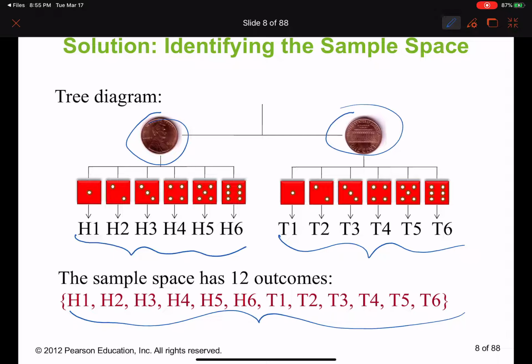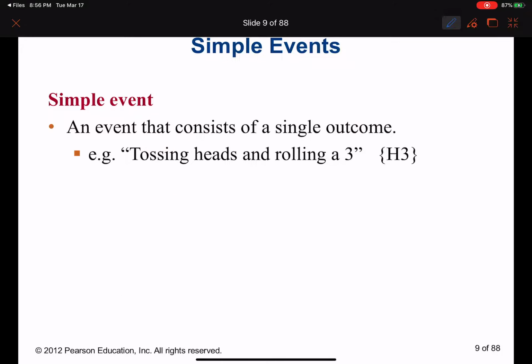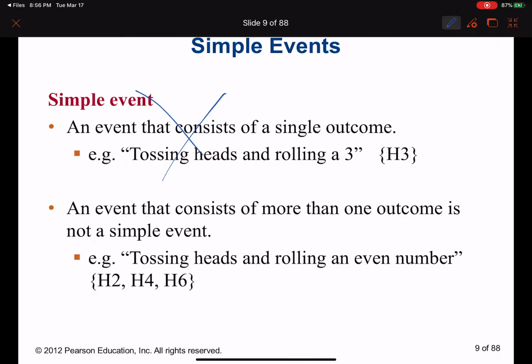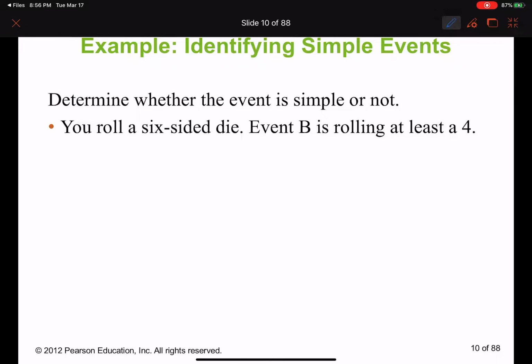So how do we know the total number of outcomes in the sample space without breaking it down into a tree diagram? Very easy. The sample space of tossing a coin is 2. The sample space of rolling a die is 6. 2 times 6 is 12. And that's what we have, 12. Very simple. I'm skipping all these simple event things. We're not going to use them, so I don't want to pack your head with something we're not going to use.